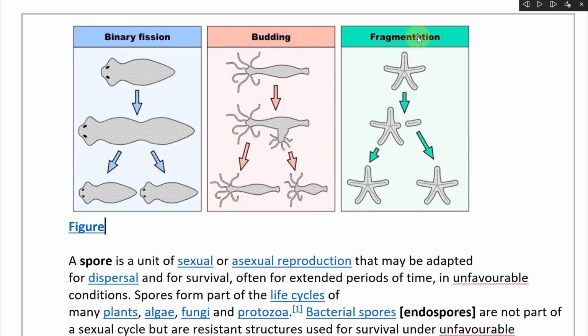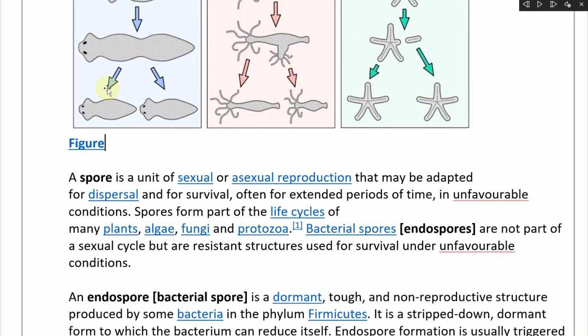And then fragmentation, where you have a fragment. This would be cut off here, this would fragment, and now you have two fragments that both grow back, and you have these two like that. So you just need a fragment. You don't need to split the whole thing in half. You can just cut out a piece, and now you're good to go.